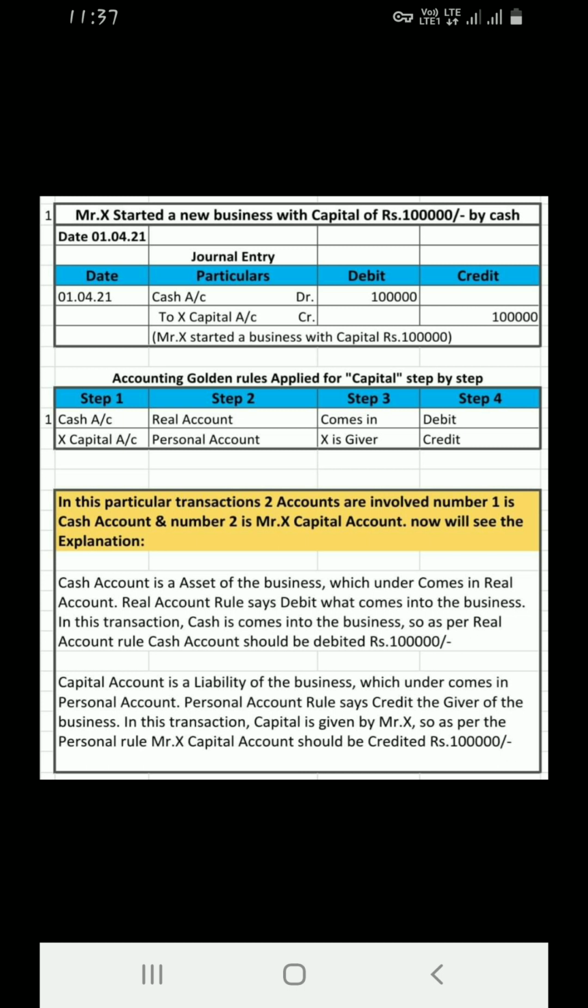That's why debit. Then you can see that capital account. Capital account comes under personal account. What does the personal account rule say? Credit the giver. In this transaction, who is the giver? Mr. X is a giver. What does the personal account rule say? Credit the giver. That's why Mr. X capital account is credited here.